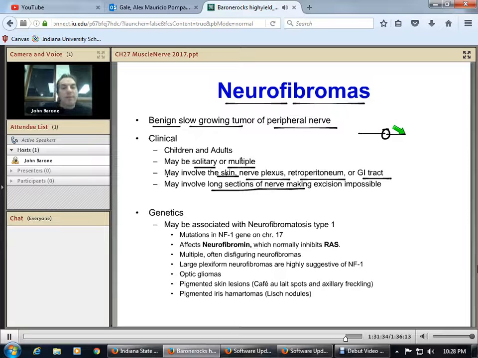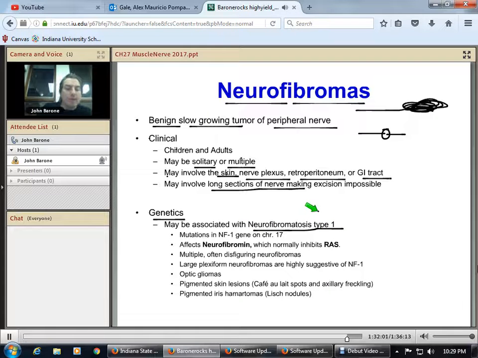Now, they can involve long sections of the nerve. When they involve just one area, that's easy to remove. But if it involves long sections, they call it a plexiform neurofibroma. Those could be hard to remove. And when I see plexiform ones, it's almost always a genetic disease. It's always neurofibromatosis. We see plexiform ones.